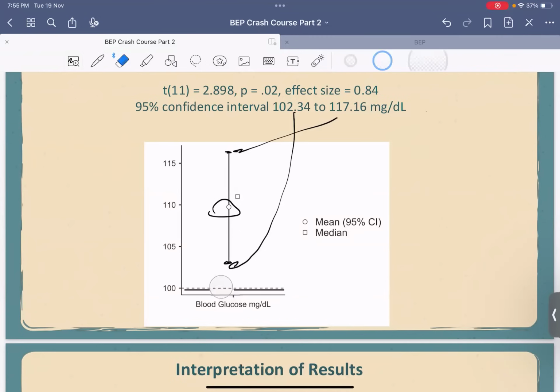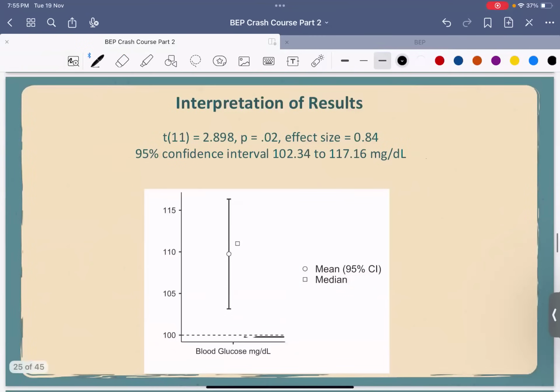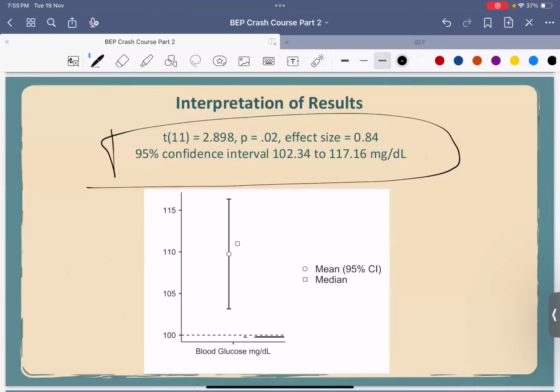So the confidence interval graph is also showing statistical significance. Okay, so this is how you read it. Now they might give you exactly this, and they tell you what was the sample size. How do we get the sample size from this?